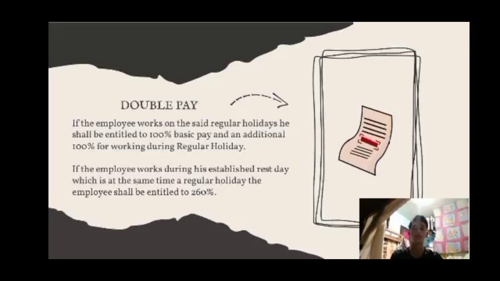If the employee works during his established rest day, which is at the same time a regular holiday, the employee shall be entitled to 260%. This refers to the practice of paying employees twice the regular rate of pay for hours worked beyond their normal working hours. It is often used as a form of overtime compensation or as an incentive for employees to work during holidays or outside of their regular schedule.